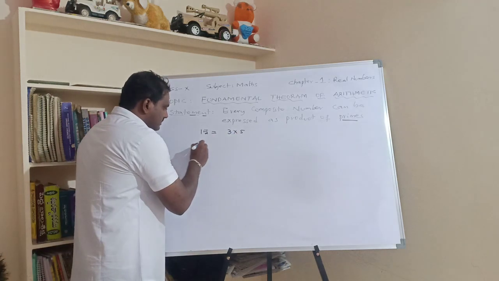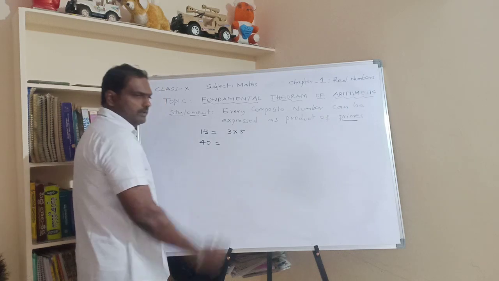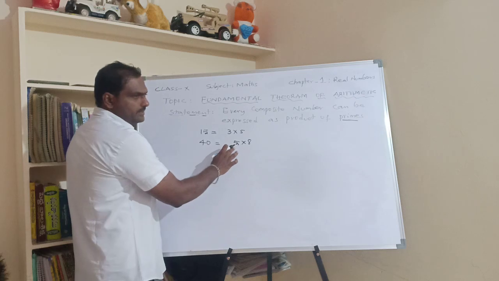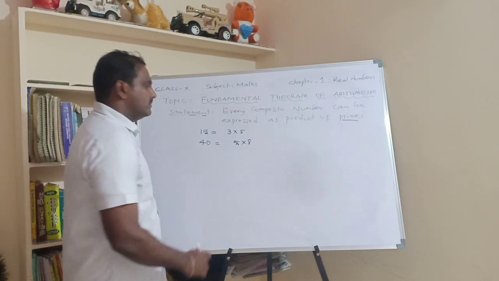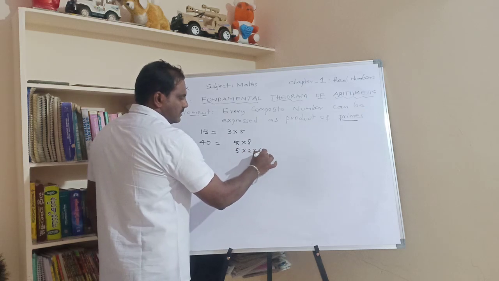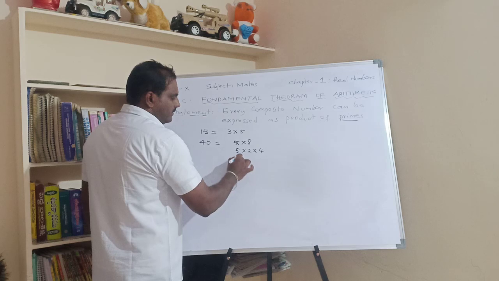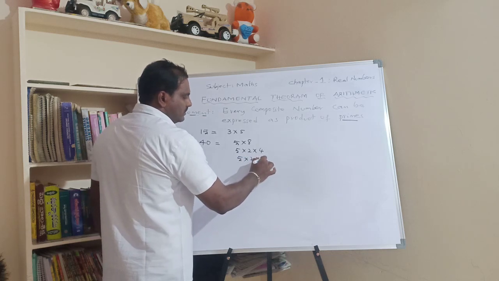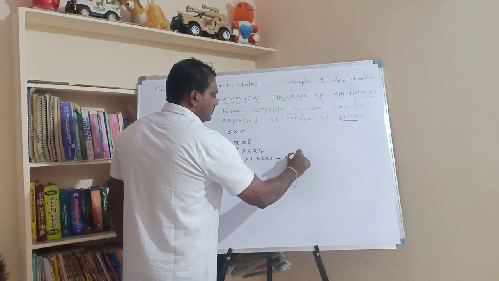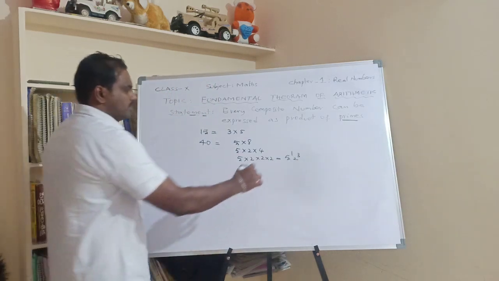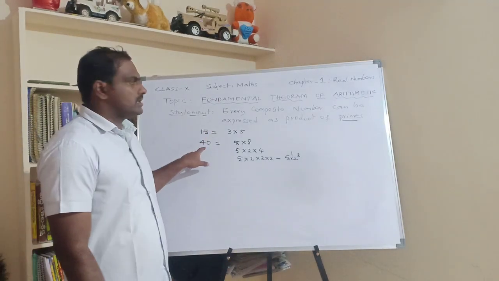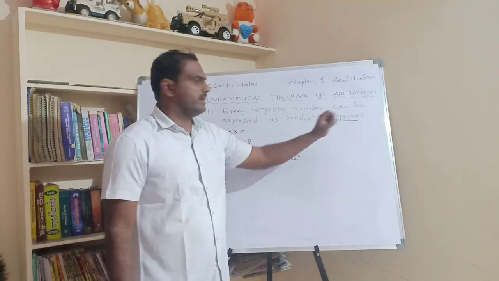I will take one more example. Suppose I take 40. 40 can be written as 5 eights are 40. You may ask, sir, 5 is a prime number but 8 is not a prime number. But 8 can be written as 2 into 4, and again 4 can be written as 2 into 2. So 8 is 2 into 2 into 2. So how should I write it? This is 5 power 1 into 2 power 3. Look at this: 40 is a composite number, and it is expressed as a product of primes.